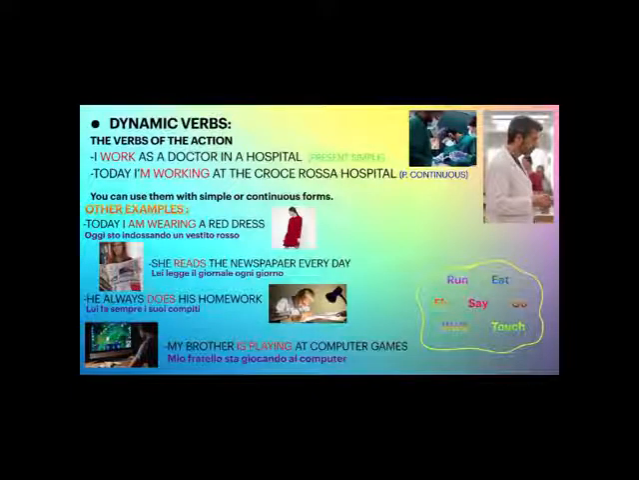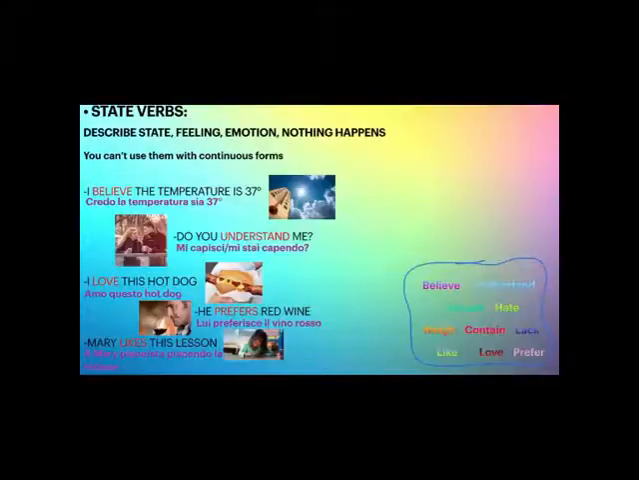Most verbs have dynamic meanings. Dynamic verbs are the verbs of action because they describe actions where something happens. They are physical. If you can see the action, you can see the verbs. I work as a doctor in a hospital. Today I'm working at the Croce Rossa Hospital. You can use them with simple or continuous forms.